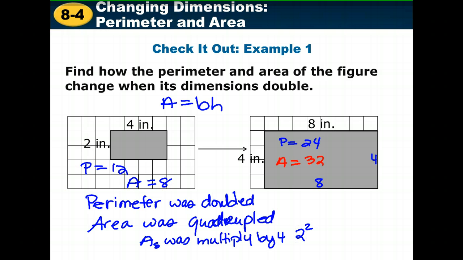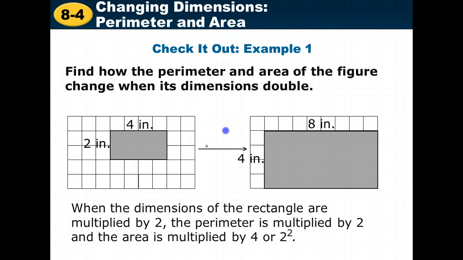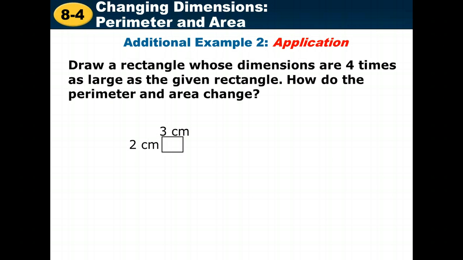Now, very easy, right? Good. Moving on. All right, so here's one. Go ahead and do it by yourself. Now, you want to make sure you draw the second one. That will make your life so much easier. Go ahead and try, and see what happened to the area and the perimeter.